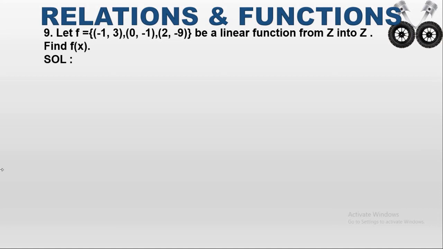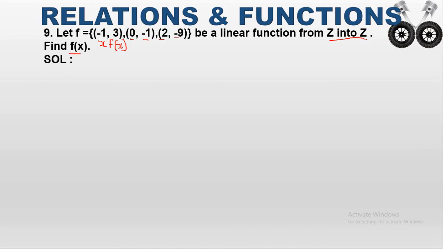And here the function is defined as ordered pairs. Here the first element is the x value and the second element in the ordered pair is the f of x value. That means minus 1 is x and 3 is f of x, 0 is x, minus 1 is f of x, 2 is x, then minus 9 is f of x. So the function is mapped from Z into Z. What is Z? Z is the integers. So the integers contain negative numbers as well as positive numbers with zero. Then you have to find the value for f of x.